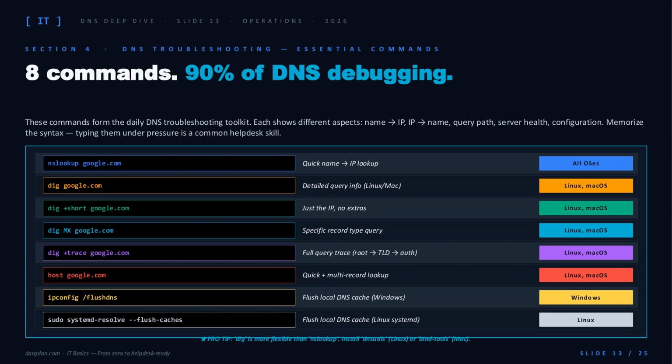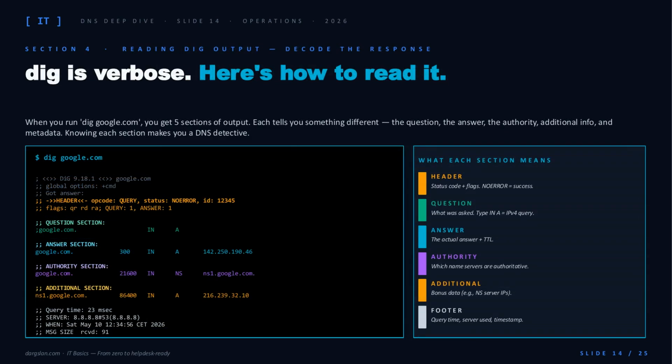Now, running dig is one thing. Actually reading what comes back is another. Every dig response breaks into 5 sections. The header tells you whether the query succeeded, with NOERROR being what you want to see. The question echoes what you asked. The answer is the actual record plus its TTL.